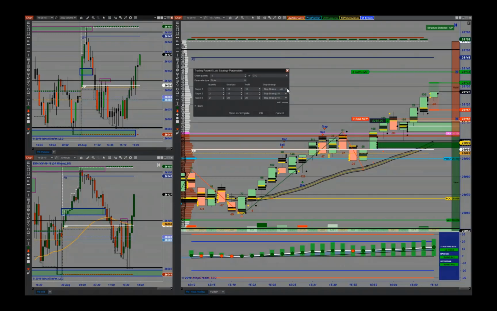Got it? All right. And now this is the stop strategy here. You got that? Good. Well done. So basically what's happening is I have three targets, at 10, 15, and 20. I have a stop at 10, 15, and 20. Once it gets to 10, the stop goes to break even plus one. And it's as simple as that.